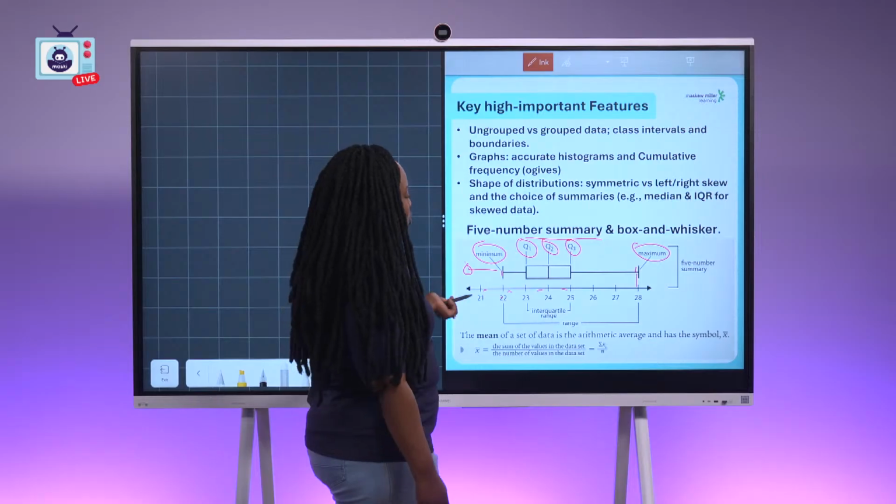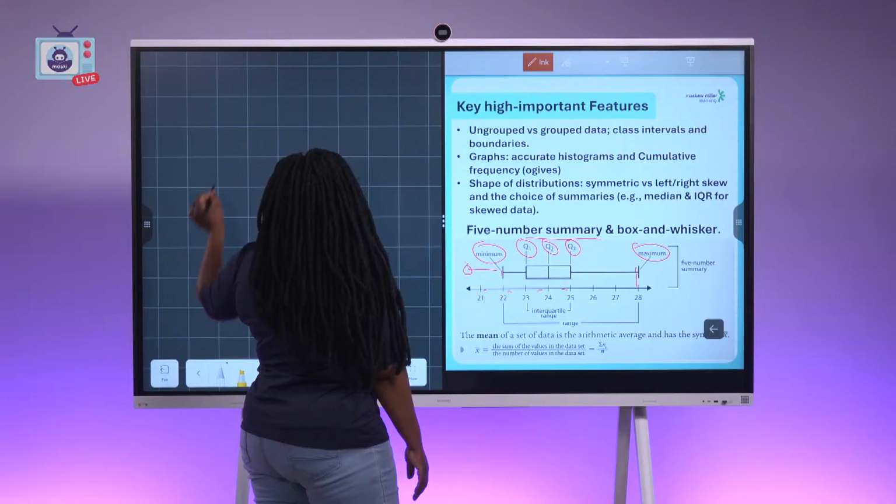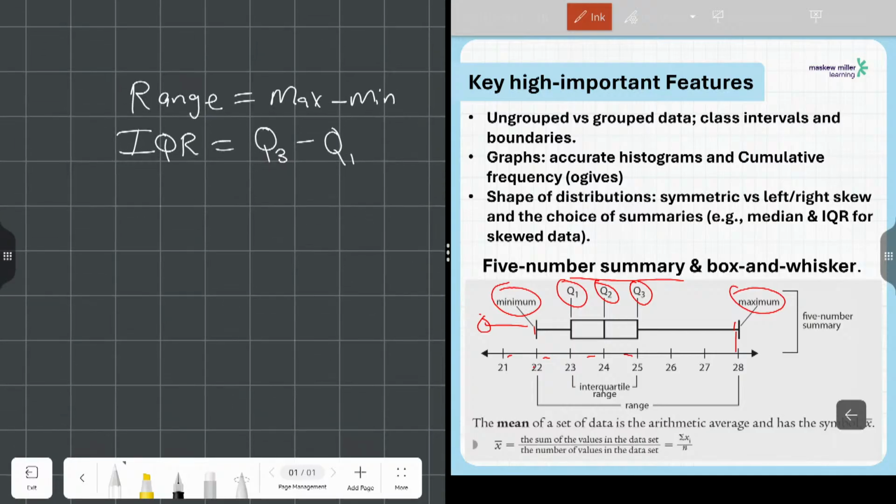So to calculate range, we just use the maximum and subtract the minimum from the maximum. So that is another formula that you need to know. Range is the maximum value minus the minimum value, while interquartile range is the third quartile minus the first quartile. So that is how you calculate the ranges there. Another formula that is very, very important is the mean. So for the mean formula, you just have to always remember it's an x with a line.